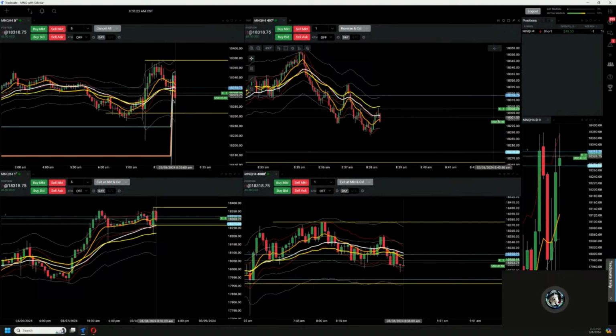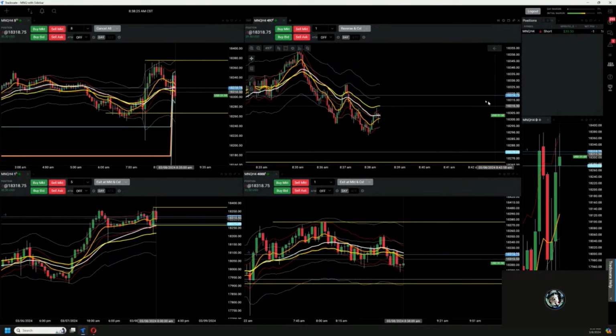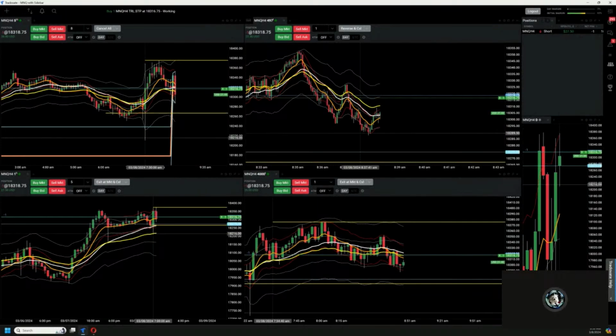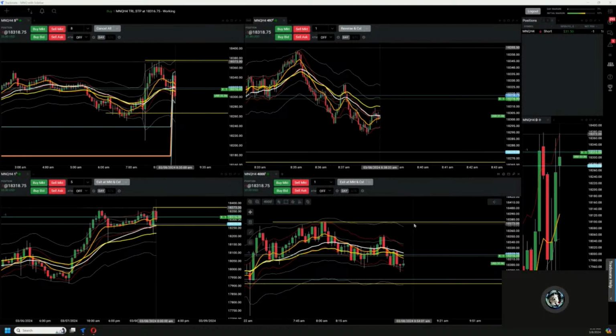Looks like it is going to go down, though. Looks like it's going to continue down. Yeah. That level you just mentioned also aligns with the daily open. Oh, okay, yeah.